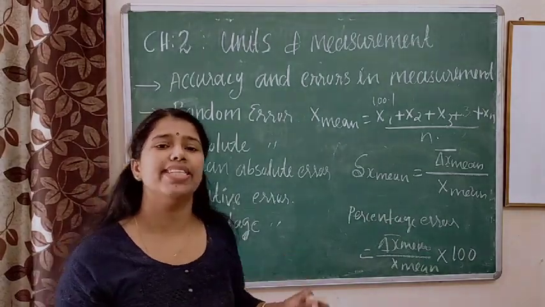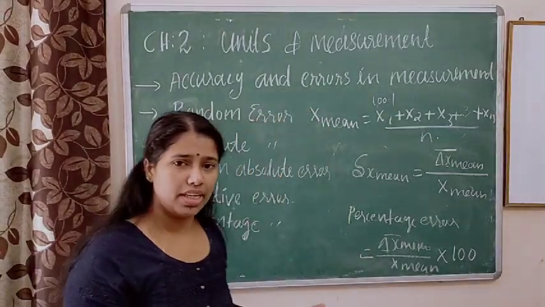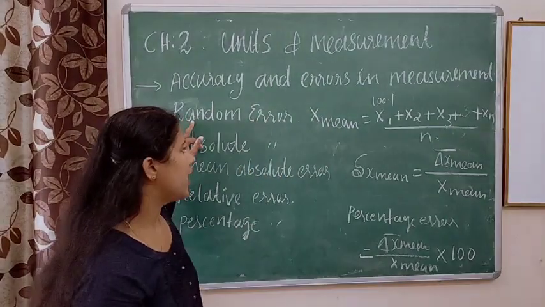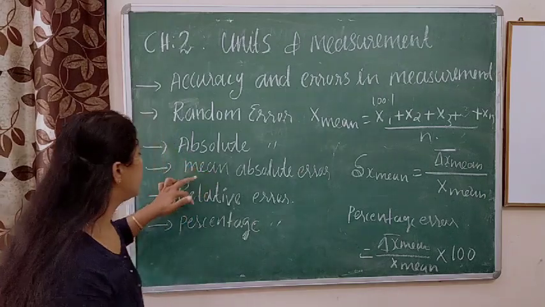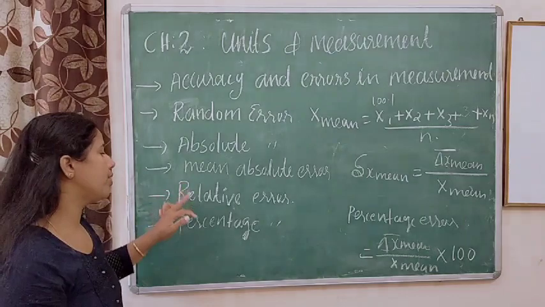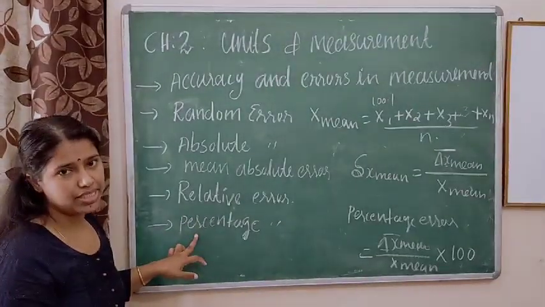Very important. The NCERT textbook has given one or two numericals. First one is random error. Second one is absolute error. Third one is mean absolute error. Fourth is relative error. Fifth, last, is percentage error.